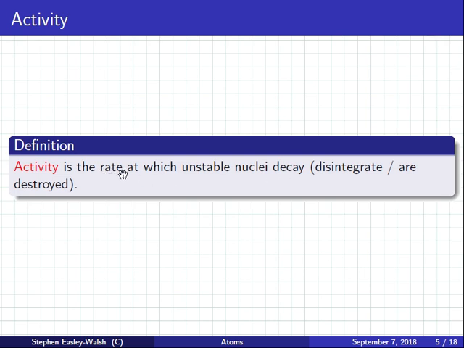So you can just write it's the rate at which the nuclei decay. Okay, you got that? Yeah? Okay.